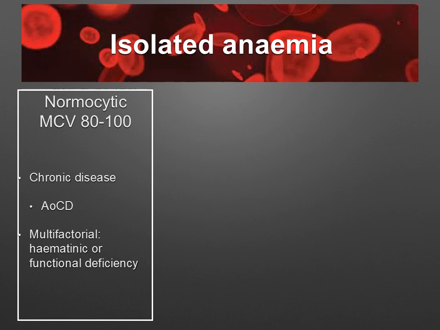I'll show you a table in a second about some of the iron studies, but typically we're going to be seeing in anemia of chronic disease, the ferritin is going to be elevated and the serum iron and transferrin saturations are going to be low. And even if you provide iron supplementation, it usually makes no improvement.